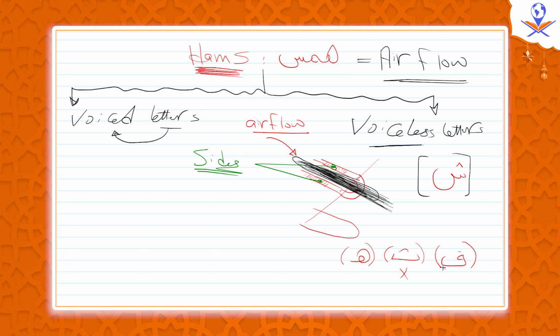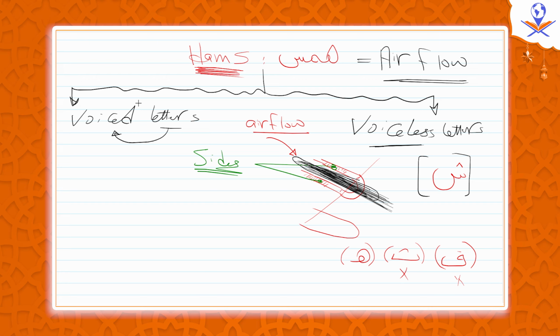Same for fa. If you block the airflow, you will not be pronouncing fa. It becomes like up, up, up, not f. It becomes closer to something like ba, because you close both lips. So this is the idea of the airflow.